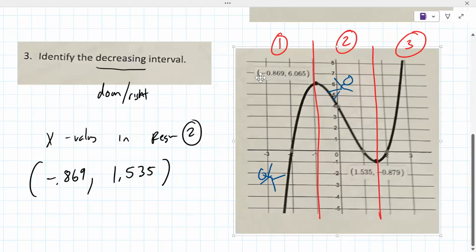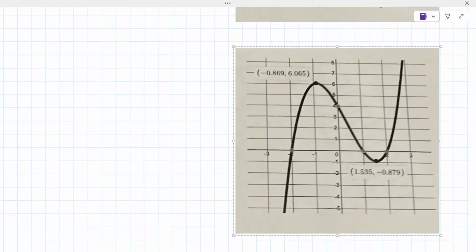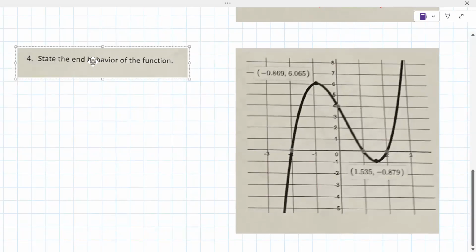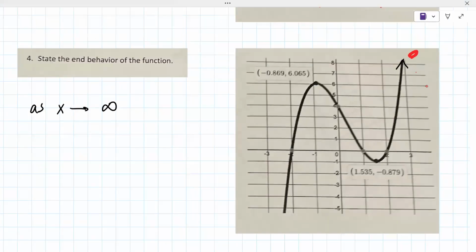Let me know when you get all that down, please. Okay, got it down. All right, so let's look at the next problem here. It says to state the end behavior. So let's first look as x goes to infinity. That's over here where the red dot is, okay?